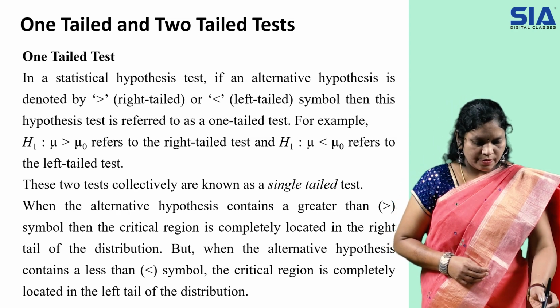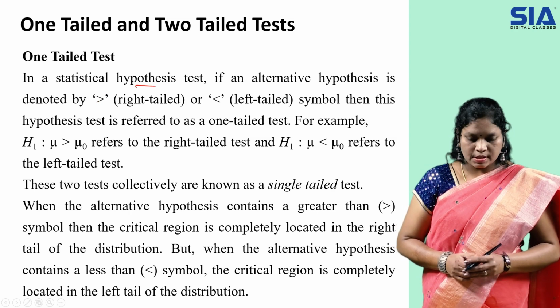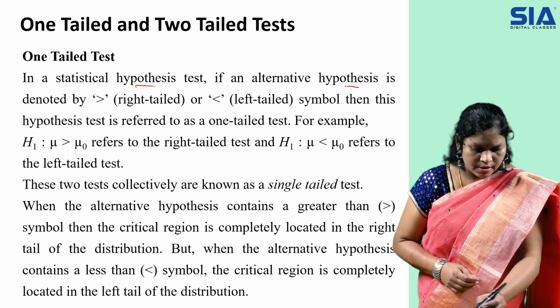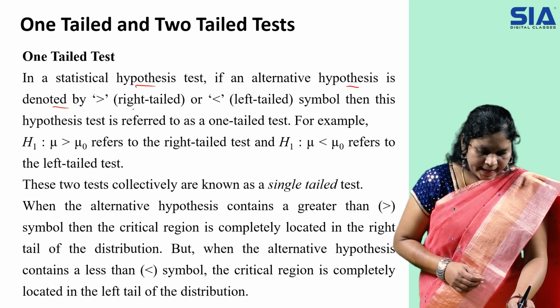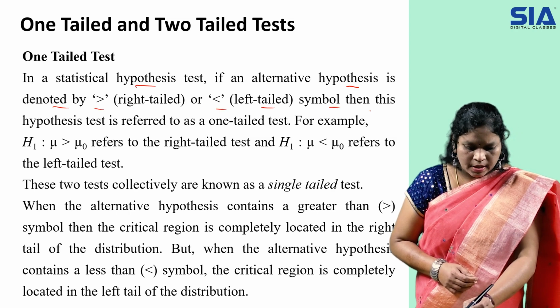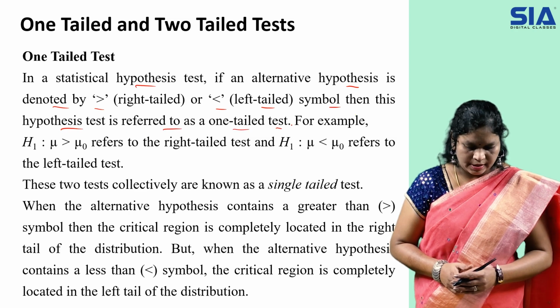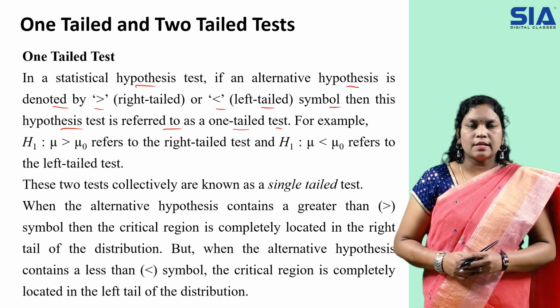So the one tail test, we have here in a statistical hypothesis test. If the alternative hypothesis is denoted by a greater than (right-tailed) or less than (left-tailed) symbol, then this hypothesis test is referred to as a one-tailed test. So first, let us discuss the one-tailed test.